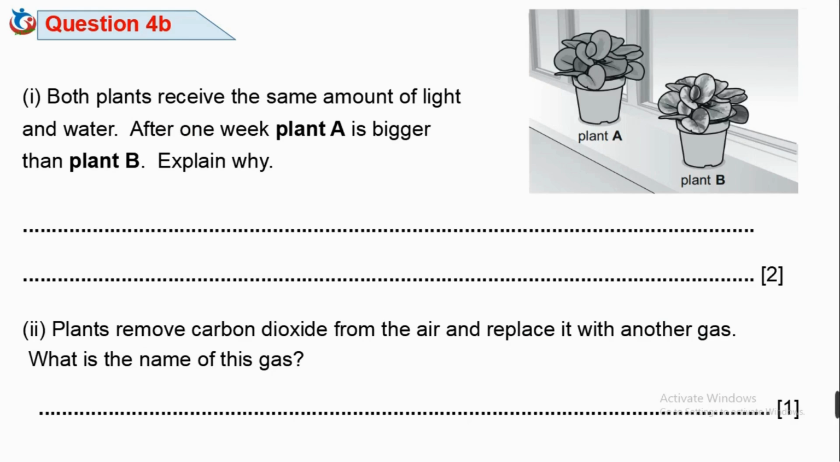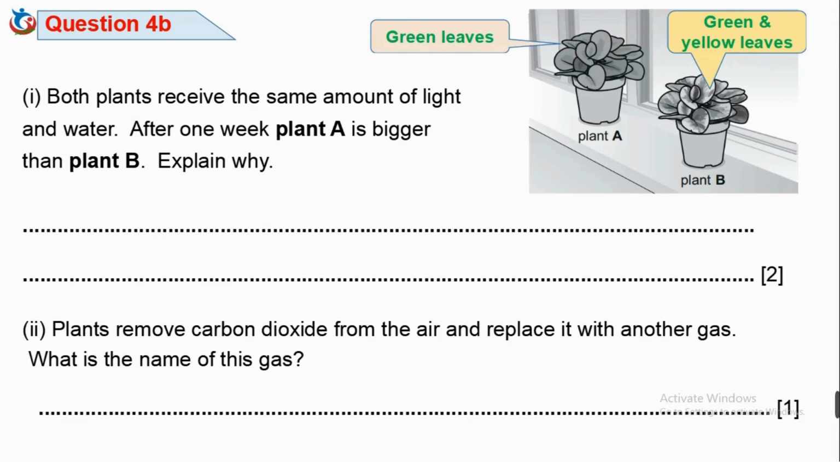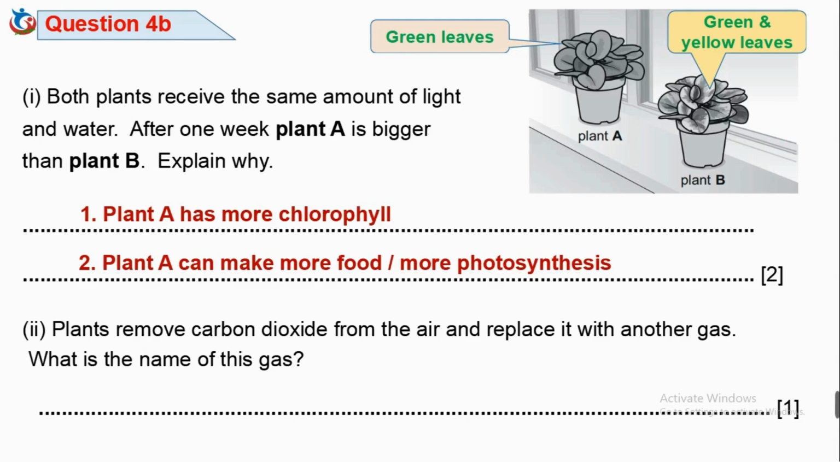Explain why. From the information we have, plant A has green leaves and plant B has green and yellow leaves. So plant A with only green leaves shows that plant A has more chlorophyll to trap more sunlight and therefore carry out more photosynthesis to produce more food than plant B. So yellow leaves in plant B lack chlorophyll.